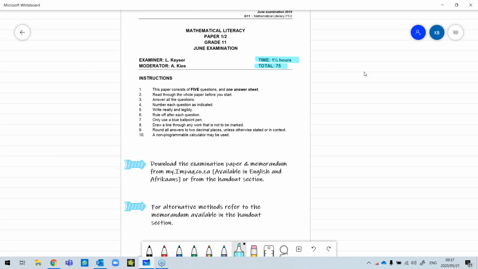Then please be aware that all alternative methods are included in the memorandum, which is available in the handout section. So if we go through today's questions and there is a question or two where you feel like you would have calculated the answers differently, please refer to the memo for all those alternative solutions.